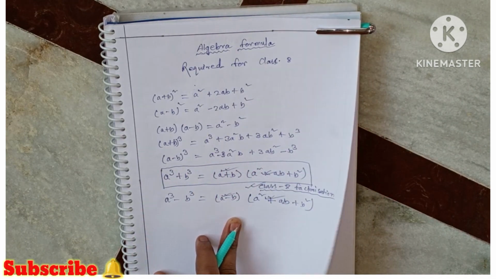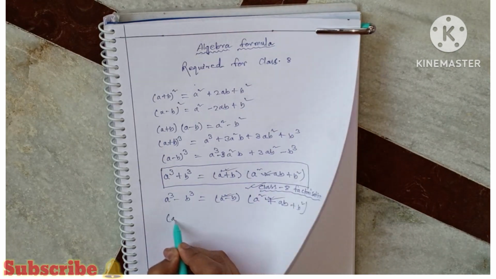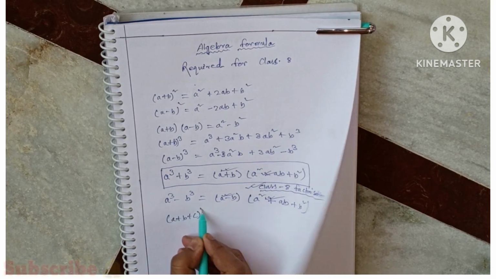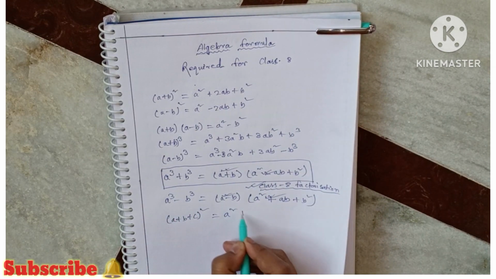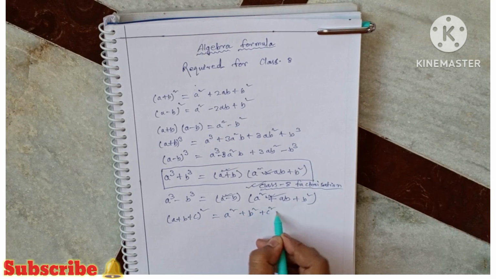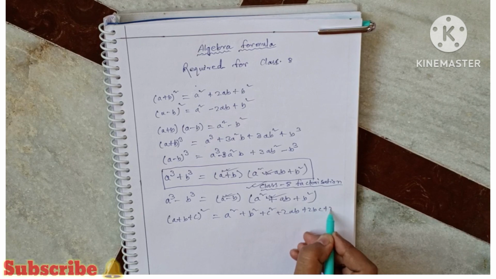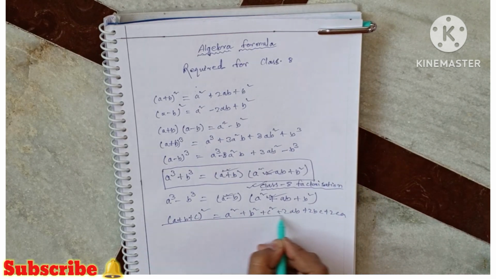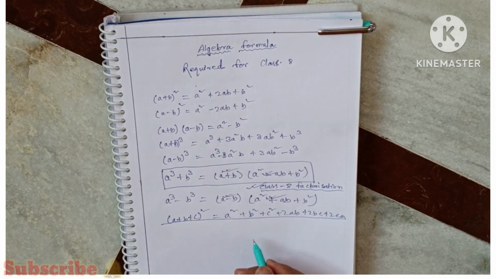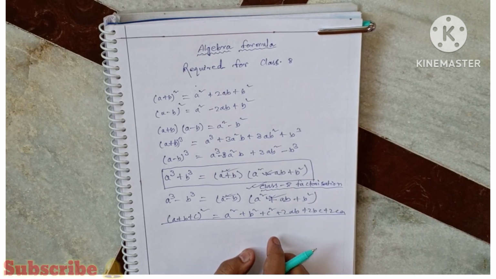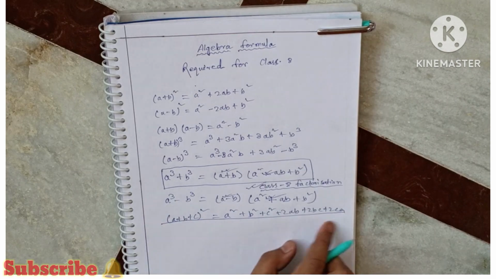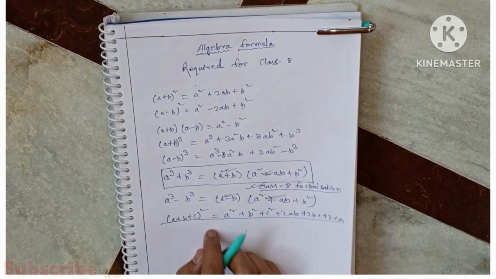But the rest is the same. And (a plus b plus c) whole square is equal to a square plus b square plus c square plus 2ab plus 2bc plus 2ca. The proof is also available in my channel video. Please see it. I will give the video link in my description.